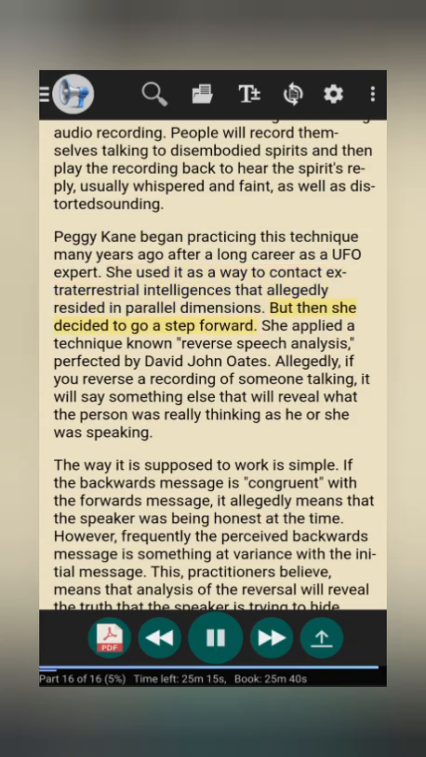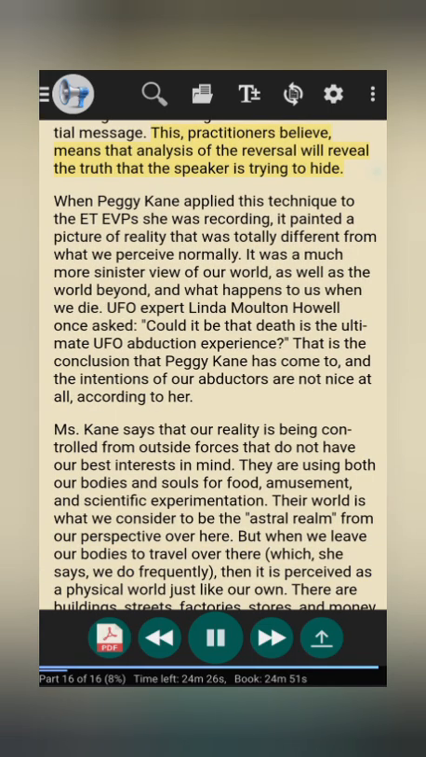But then she decided to go a step forward. She applied a technique known as reverse speech analysis, perfected by David John Oates. Allegedly, if you reverse a recording of someone talking, it will say something else that will reveal what the person was really thinking as he or she was speaking. The way it is supposed to work is simple. If the backwards message agrees with the forwards message, it allegedly means that the speaker was being honest at the time. However, frequently the perceived backwards message is something at variance with the initial message. This, practitioners believe, means that analysis of the reversal will reveal the truth that the speaker is trying to hide.